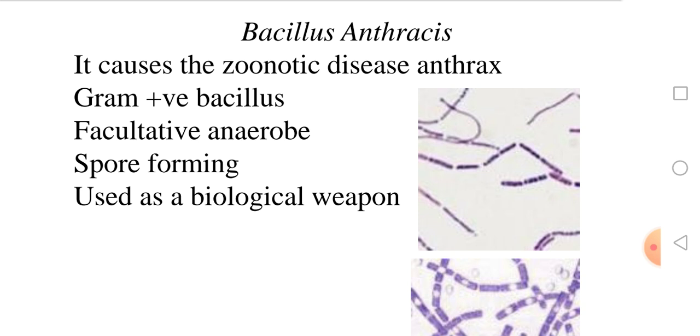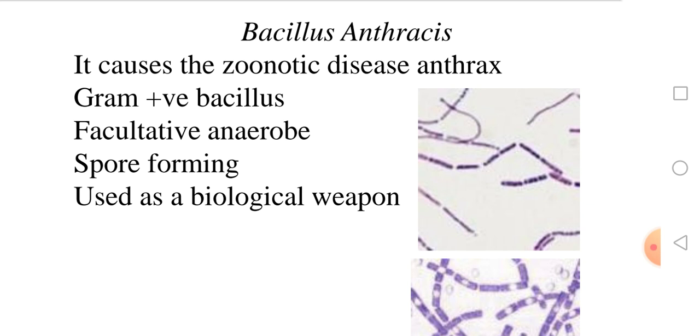It is about Bacillus anthracis. It causes the zoonotic disease Anthrax. Zoonotic disease is a disease transmitted between humans and animals.